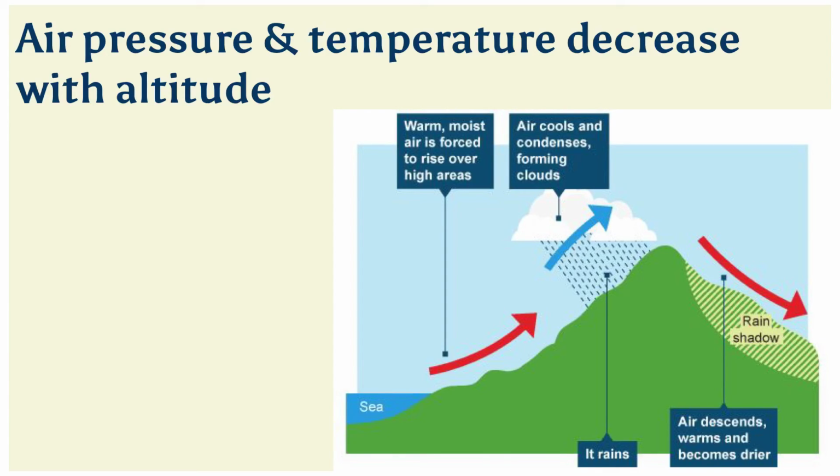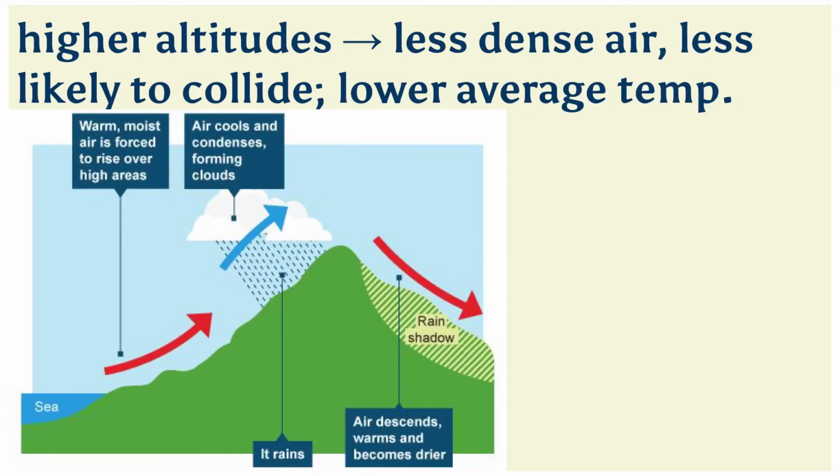The closer the molecules are packed together, the more likely they are to collide. Collisions between molecules give off heat, which warms the air. At these higher altitudes, the air is less dense and the air molecules are more spread out and therefore less likely to collide. So a location in the mountains has a lower average temperature than one at the base of the mountain. So higher altitudes mean less dense air, less likely to collide, and lower average temperatures than there would otherwise be at the base. The other thing it does is create what's called a rain shadow.